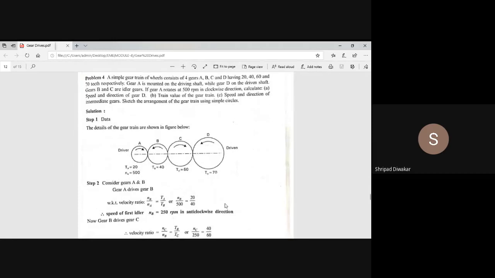Okay, this is how to calculate the speed of the last gear. Okay, you see the next diagram. This is a simple gear train. As I said, simple gear train. Okay, so we are having two or more gears in between the two gears. One is the driver gear and one is the driven gear.